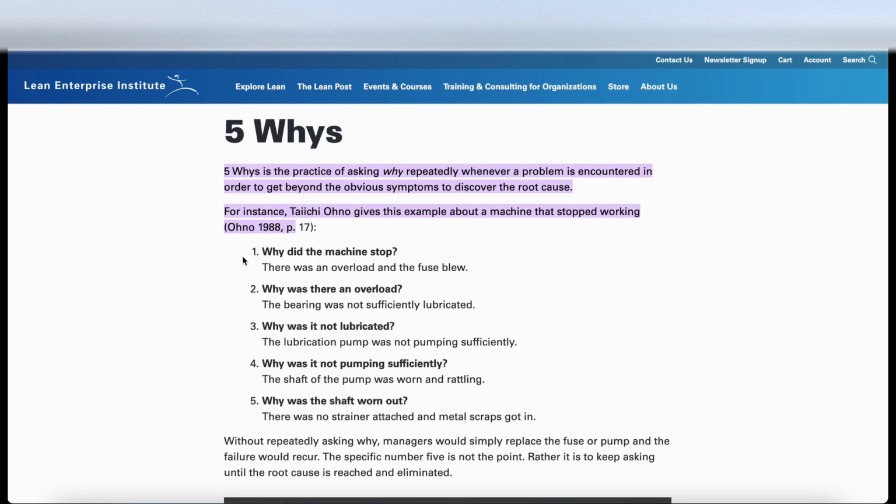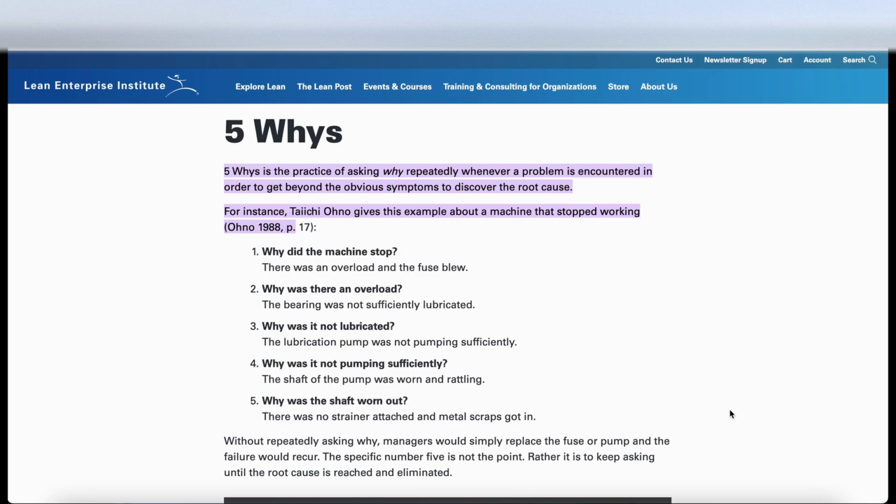So let's start with the first one. Why did the machine stop working? There was an overload and the fuse blew. Why was there an overload? The bearing was not sufficiently lubricated. Why was it not lubricated? The lubrication pump was not pumping sufficiently. Why was it not pumping sufficiently? The shaft of the pump was worn and rattling. Why was the shaft worn out? There was no strainer attached and metal scraps got in.